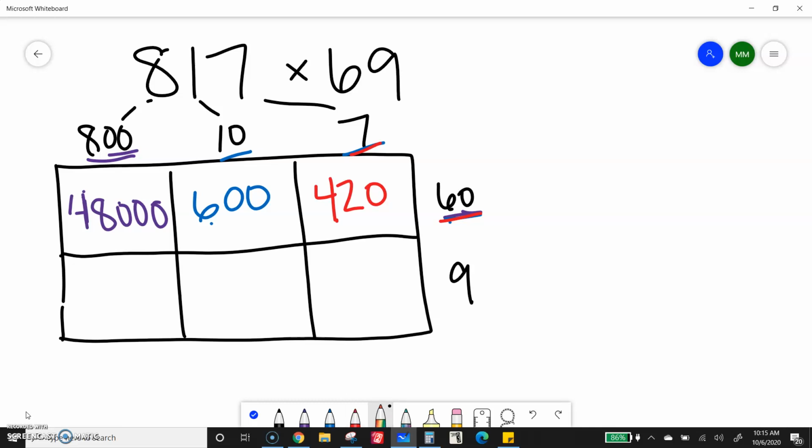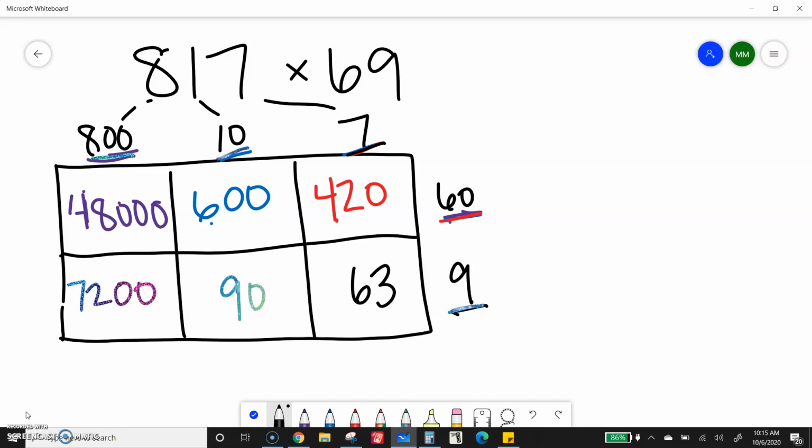Let's go to the bottom row. I'm running out of colors. 800 times 9 is, well, 72, and then 2 zeros. 10 times 9 is 90. And then we'll just do black with this one. 7 times 9 is 63. All right, so we have our 6 different numbers.